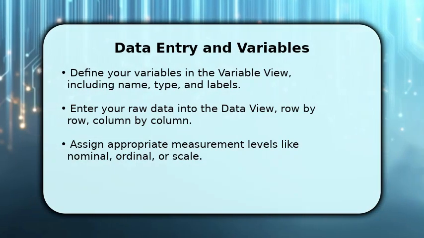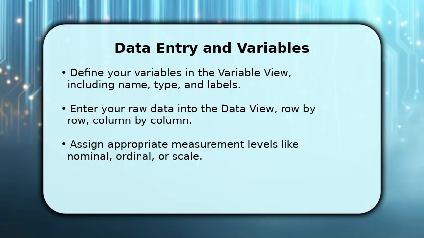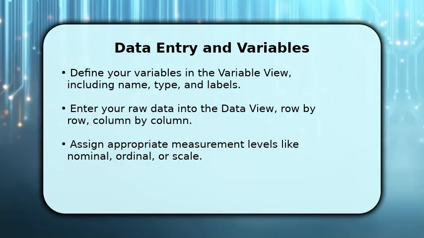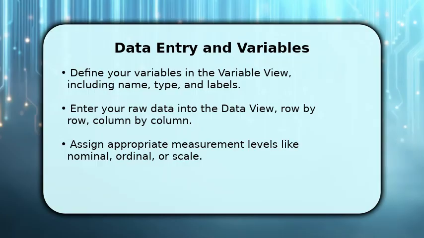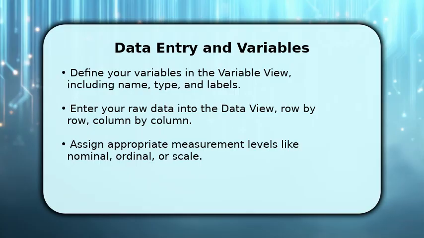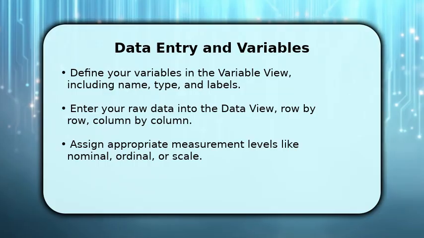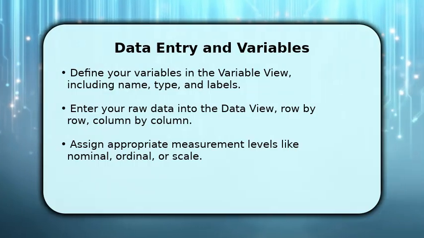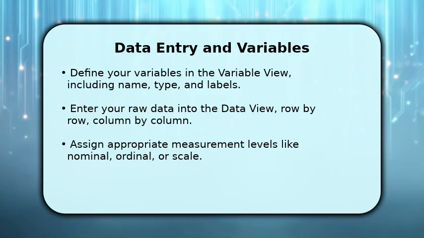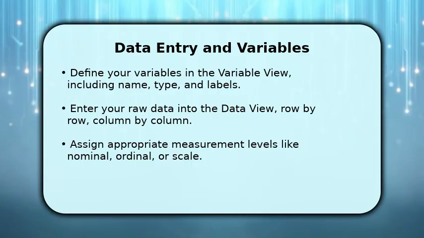Next, let's focus on data entry and variable definition. Navigate to the Variable View to define each of your variables. Give each variable a clear name, specify its type, and add descriptive labels. After defining your variables, switch to the Data View. Here, you will input your raw data, with each row representing a case and each column representing a variable. Remember to assign the correct measurement level for accurate analysis.